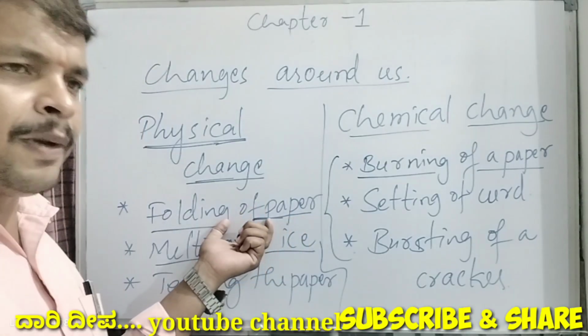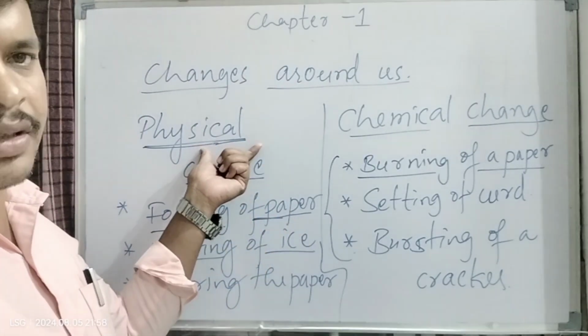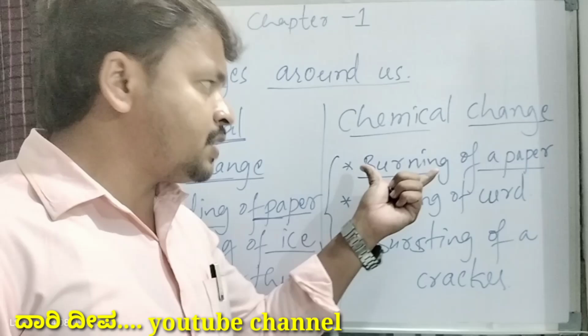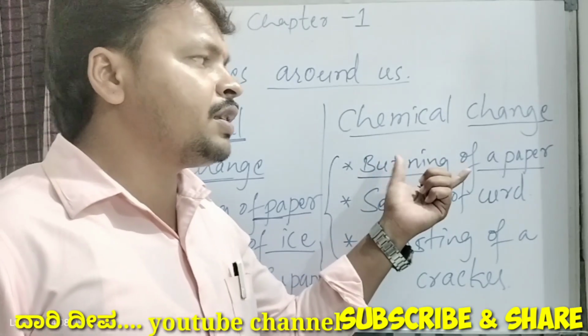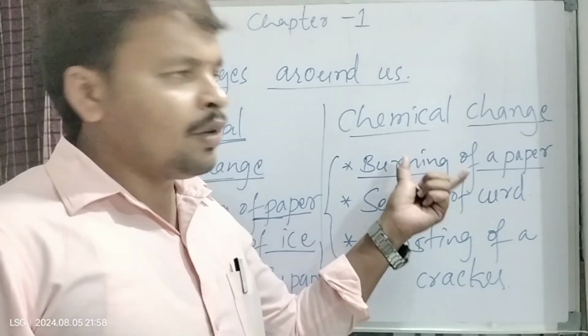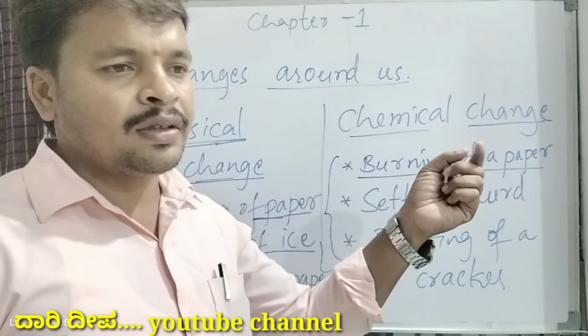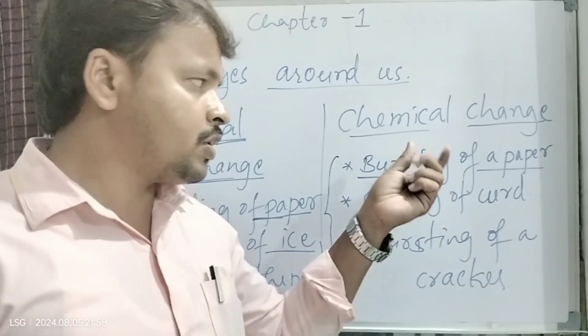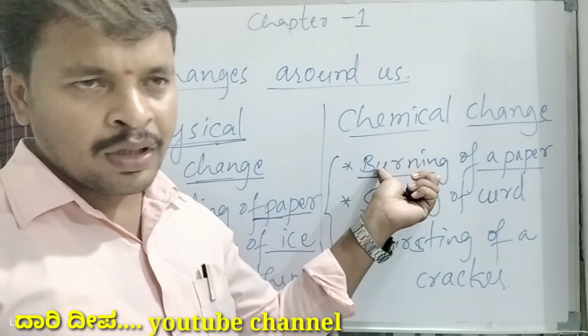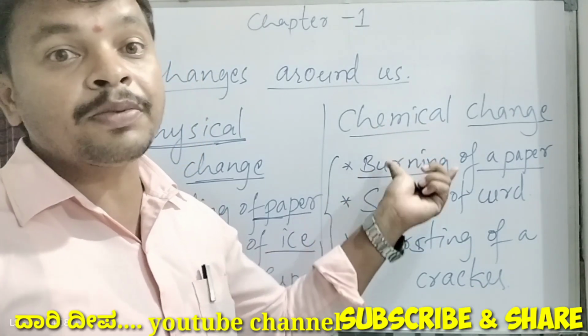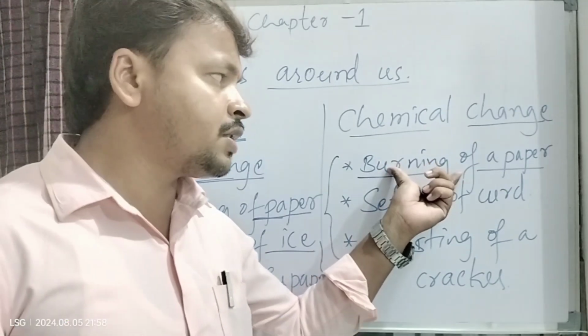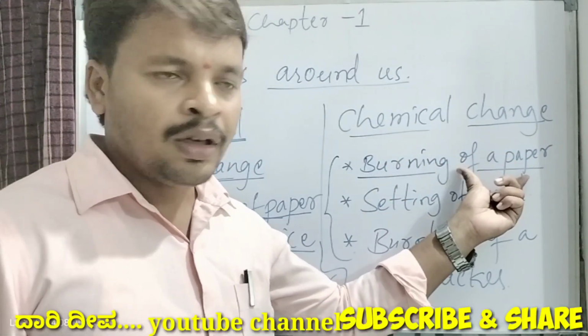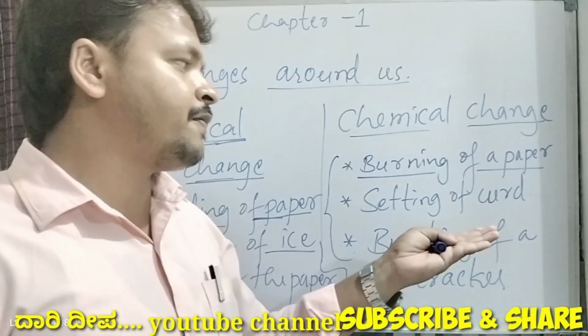When you are folding the paper, that is called physical change. When you burn such a paper, here we are getting new substances. When you burn the paper, we get light as well as ash, and carbon dioxide is released, carbon monoxide is released during the burning. So this is called chemical change. New substances are formed here. Which are the new substances? The formation of light energy and the formation of ash after burning.